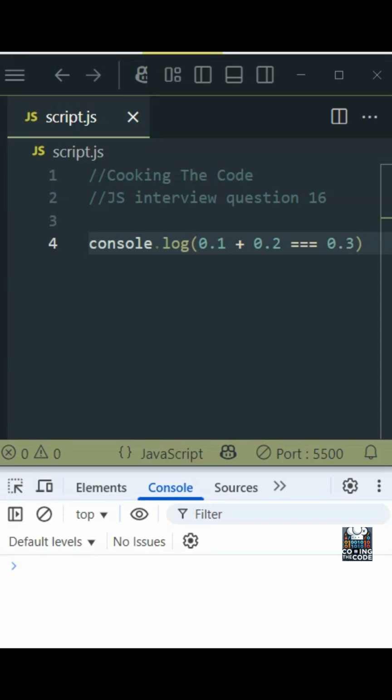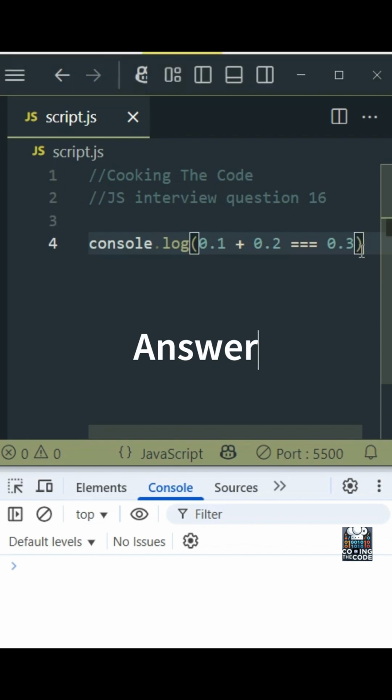So recently I gave an interview, and in that interview I was asked this question: what will be the output of this? So we have a strict equality operator in between. On the left-hand side we have 0.1 plus 0.2, and on the right-hand side we have 0.3. Okay, so I hope you're ready with your answer. If you answered false, then you are 100% correct. Now let us understand why.